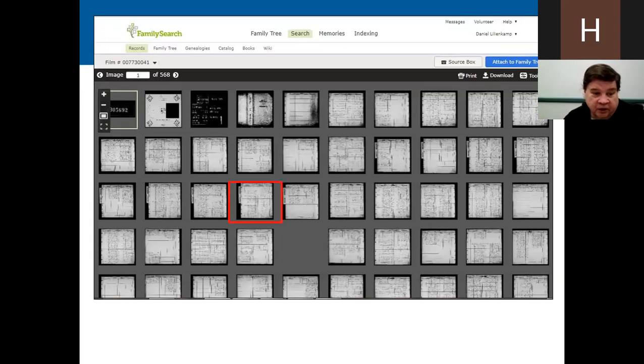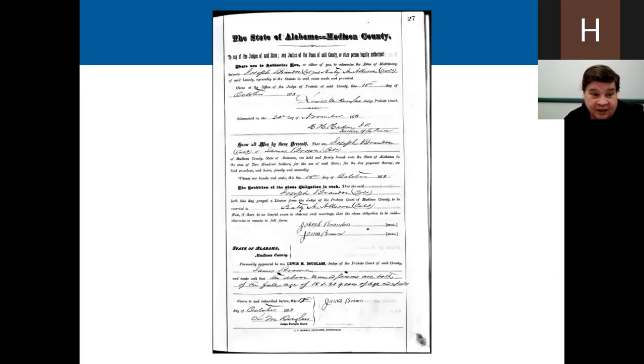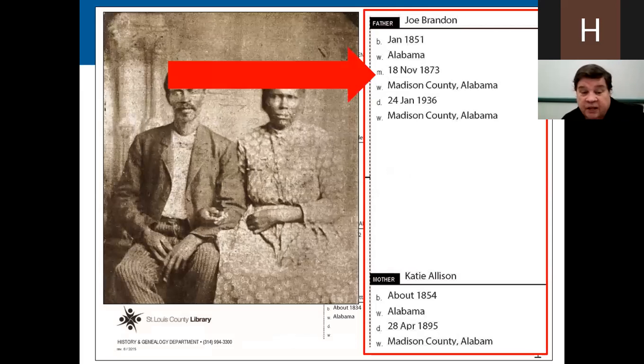So I'm going to go in here and look. This is what it looks like. This whole roll of film has been digitized and you're literally having to go page by page. And I just did that. And I looked through this, and I found this marriage record for them. And so that's where I got this information that they were married on the 18th of November, 1873 in Madison County, Alabama.